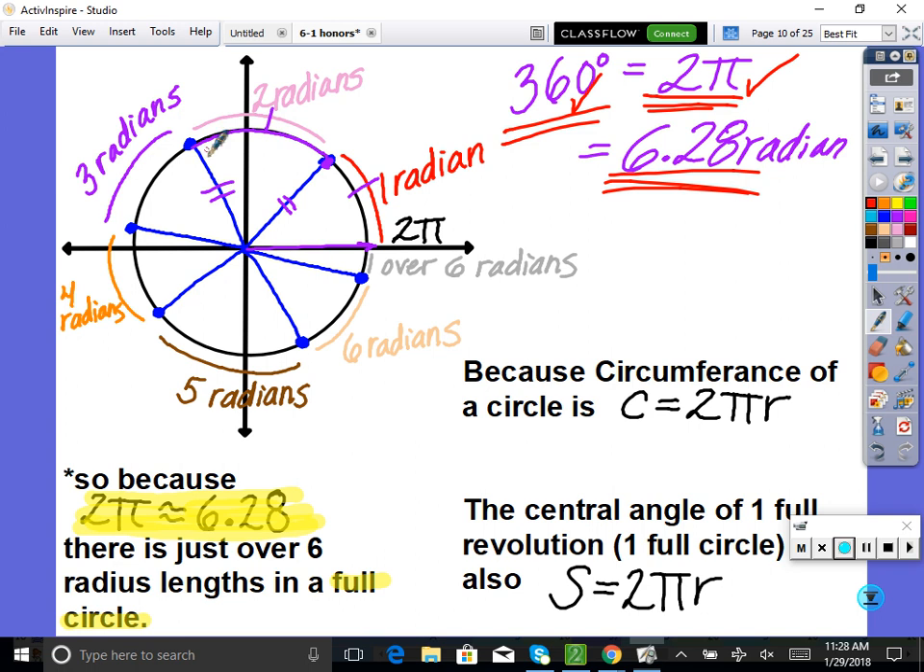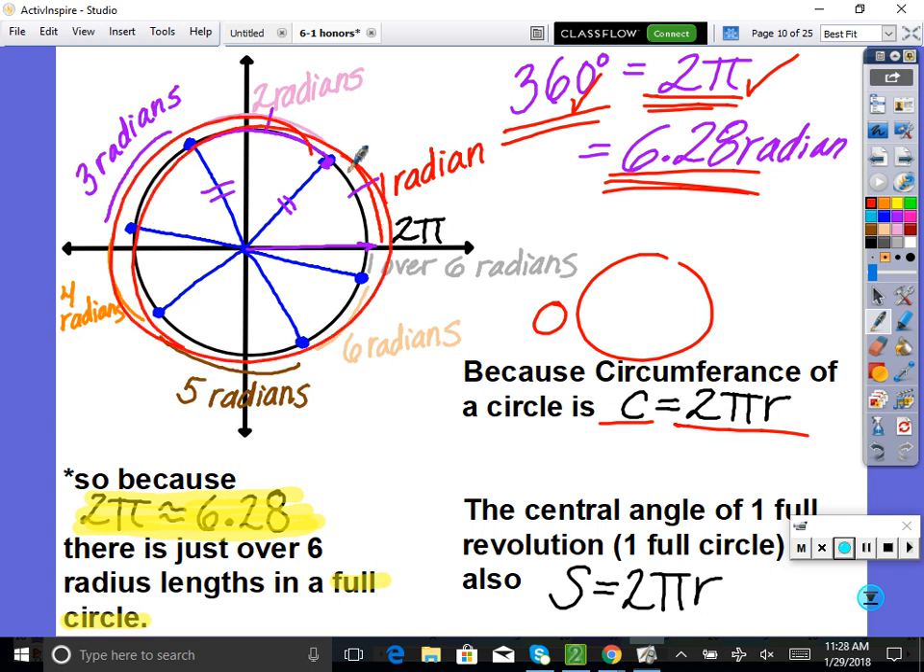Now, obviously, all circles have a 2 pi outside. So what's going to change it up? Because there are different circles of different size. The radius. So that's why, literally, circumference is 2 pi times the radius. It's the physical distance of the outside, and then you have to times it by the radius. Does everybody see how that would make sense? So that's where circumference comes from.